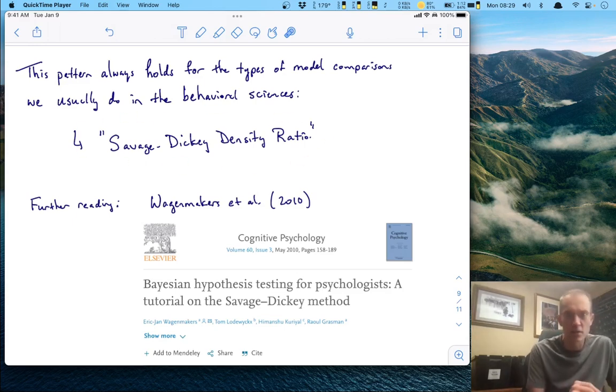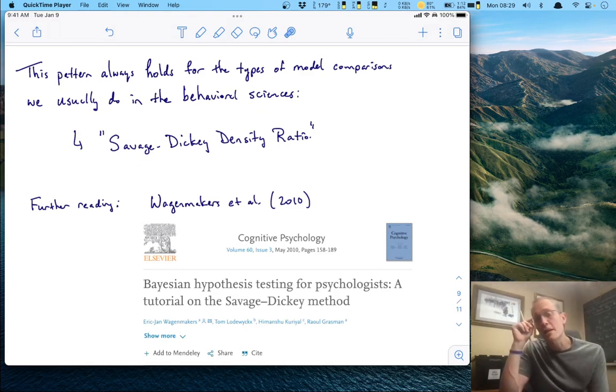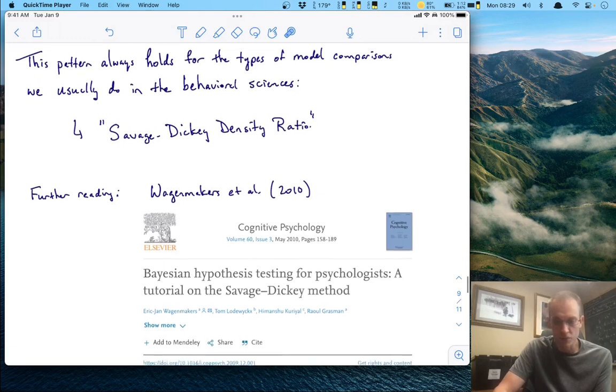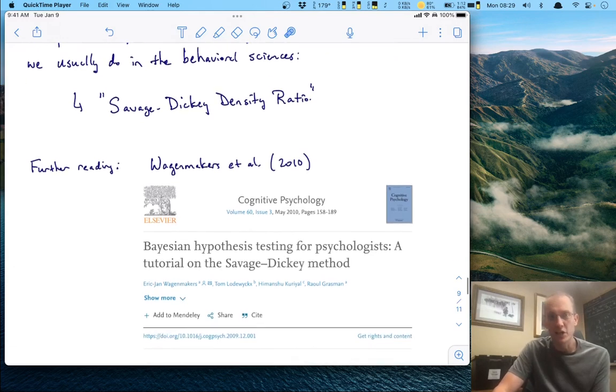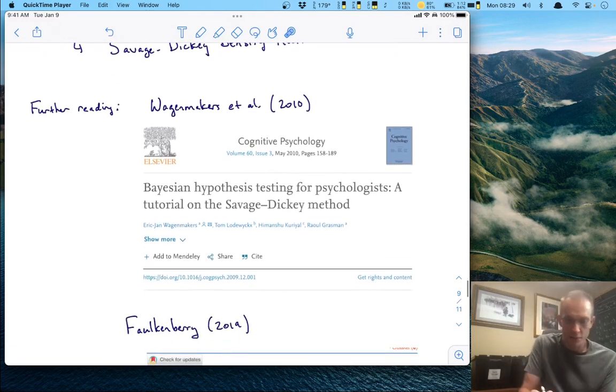It has a fun name. It's called the Savage-Dickey density ratio. And if you would like to read up more about this, this was really popularized in our field by E.J. Wagenmakers in 2010. So this paper in 2010 here in cognitive psychology is a really good paper, and you'll learn a lot by reading it.